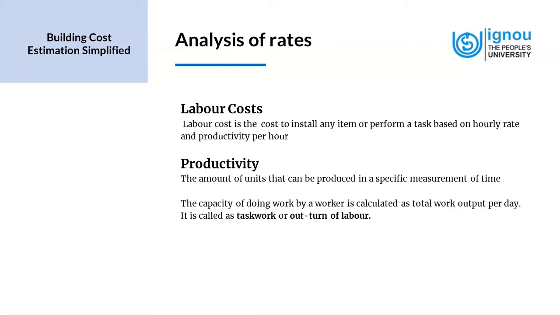The capacity of doing work by a worker is calculated as total work output per day. It is called task work or outturn of labor.